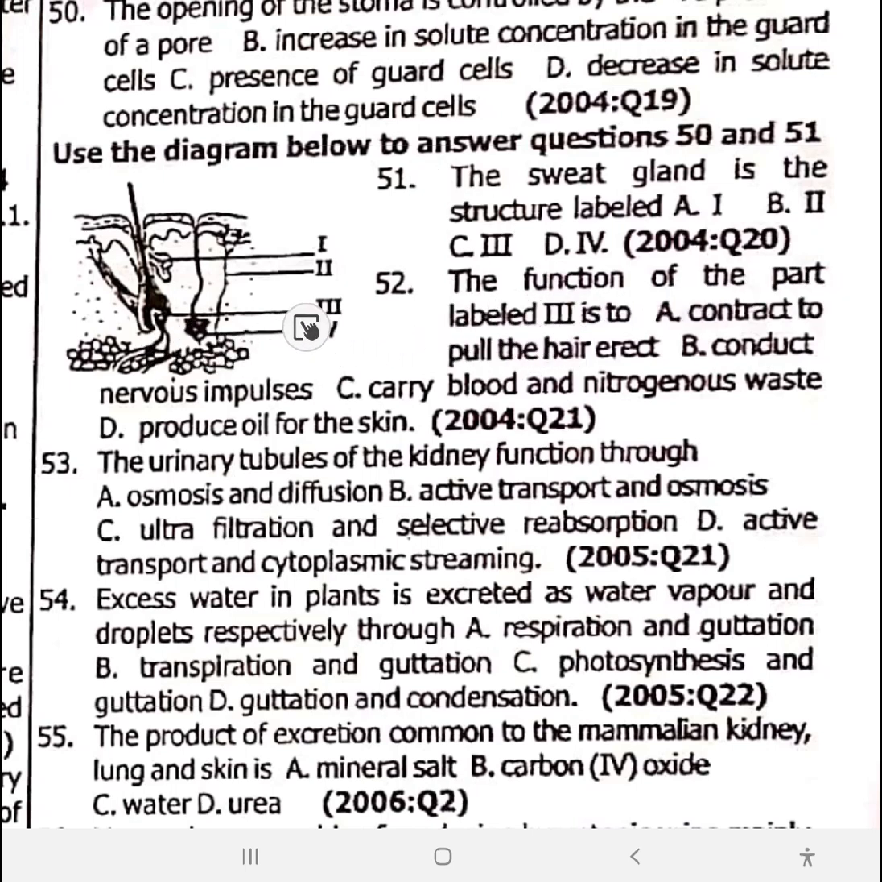The function of the part labeled III here is to conduct the nervous impulse. 53. The urinary tubules in the kidney function through 3 processes. We are going to jot down some bit of note here. Processes involved in urine formation. Number 1, ultrafiltration. Number 2, selective reabsorption. Number 3, tubular secretion.